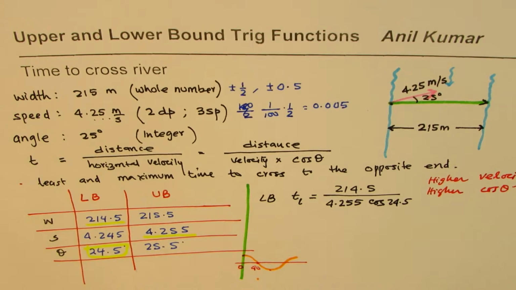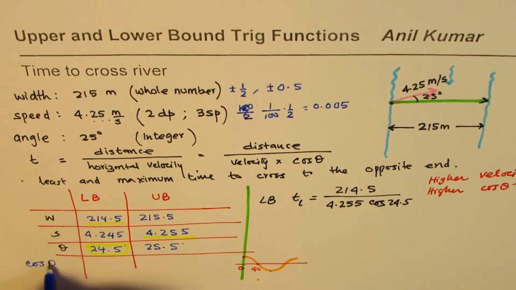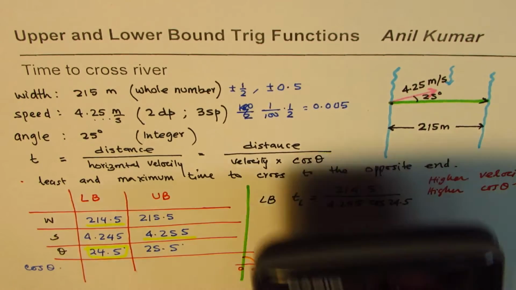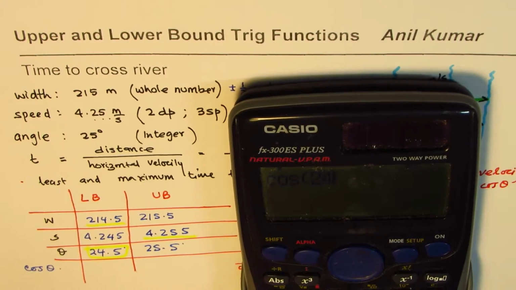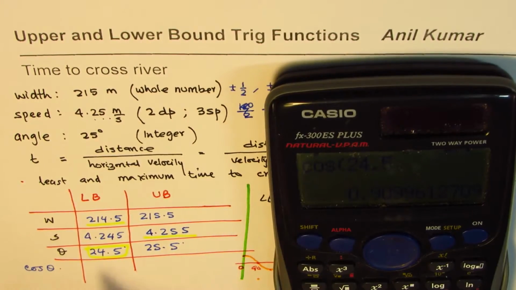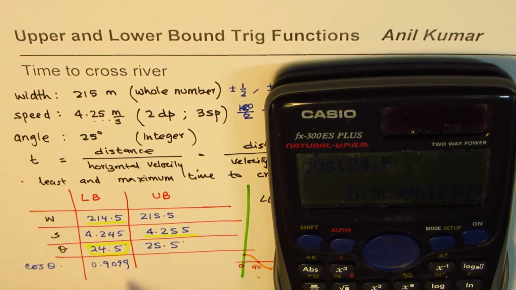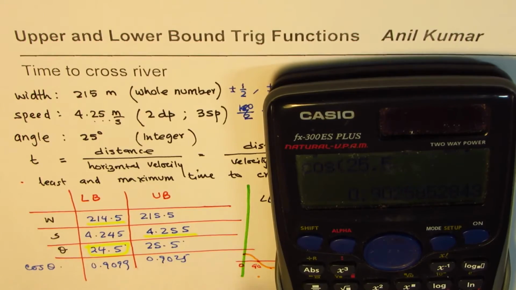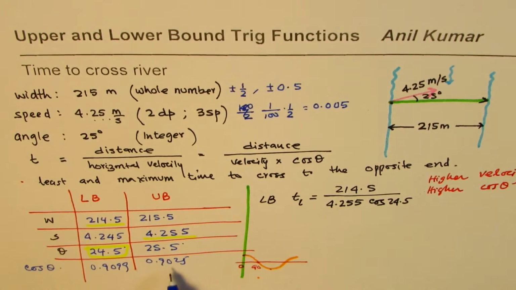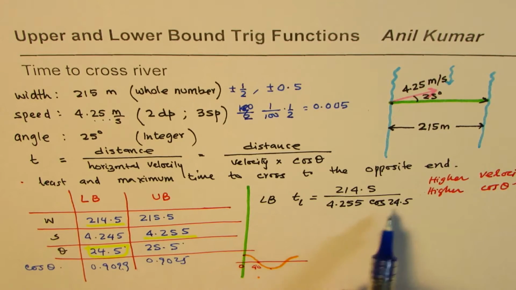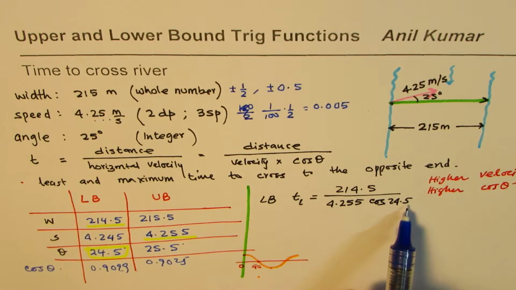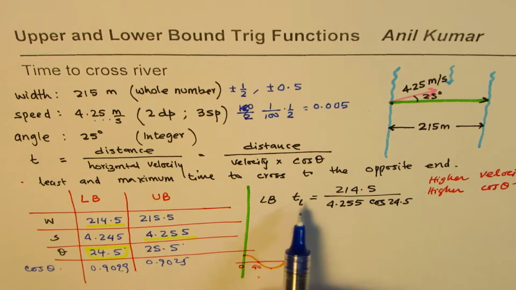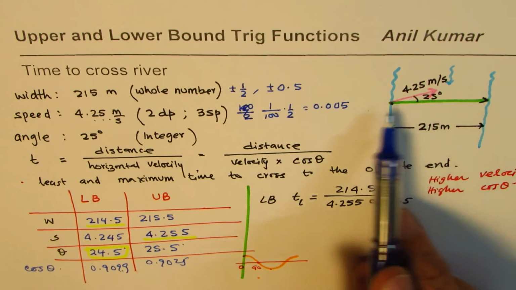Do you understand? Now sometimes if you have a doubt, what you can do is you can find the cosine values also, just to be sure, right? So let's find cos theta. I'm just extending this. So we do cos of 24.5 equals to. So we get 0.9099, and then we'll do cos of 25.5 equals to. So we get 0.9025. Now it's easy to judge. We want higher value. Which one is higher? This one is higher. Do you see that? So it makes sense to use theta as 24.5. Correct? So that will give you the least time to cross this river.